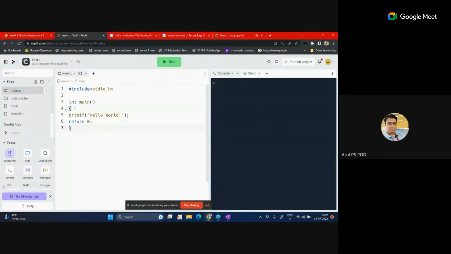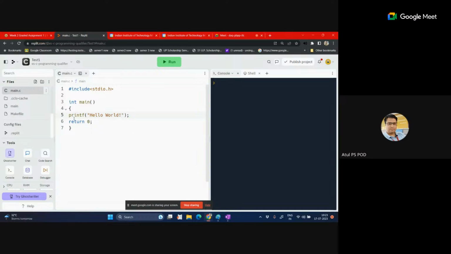After that, in the next line we write printf. This printf is a function which we are using from the standard input output library, and we are simply passing one string inside this function. This function will print this hello world in our output console. This is the main part, and after every statement we write a semicolon.